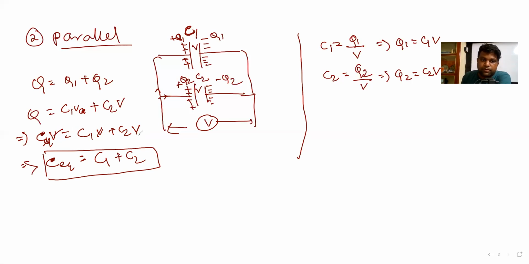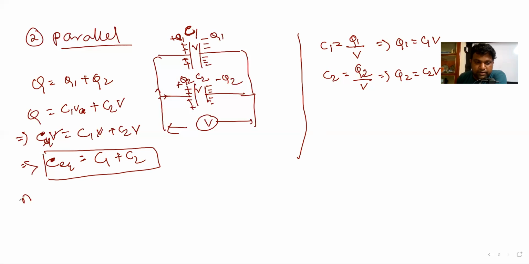So this is only for two capacitors. Remember, if resistors are connected in parallel, then your result is 1 by R equivalent equal to 1 by R1 plus 1 by R2, if you remember. But here, when the capacitors are connected in parallel, the equivalent capacitance is C1 plus C2, like your series case in resistors. So this is the difference, and you should remember that for capacitors and resistors, the series and parallel combination results are just reverse, right? So for two capacitors, it is C1 plus C2.